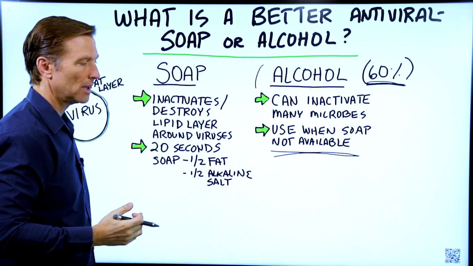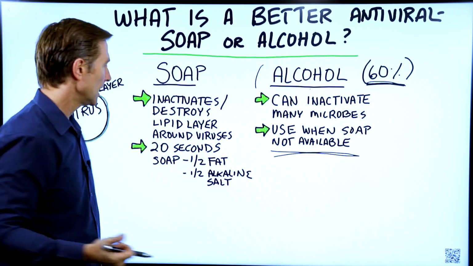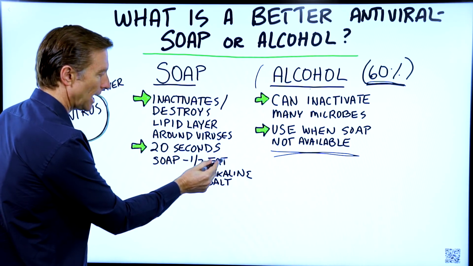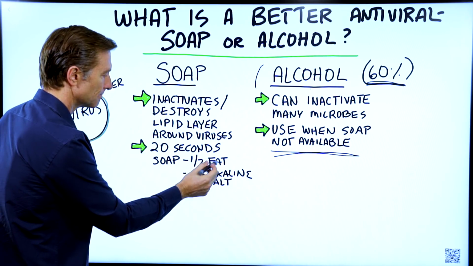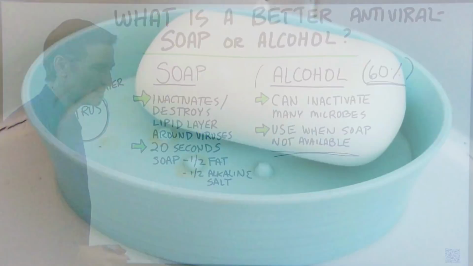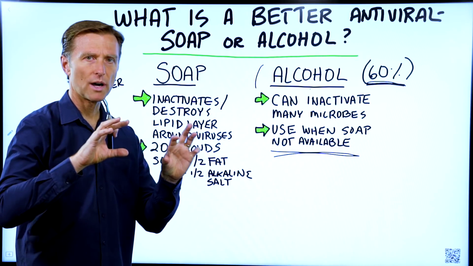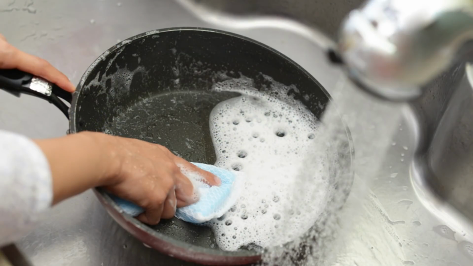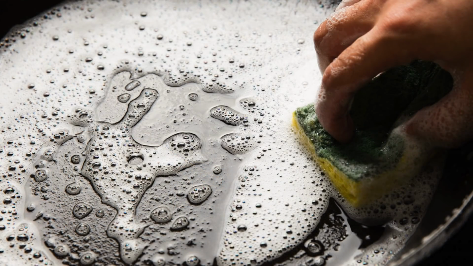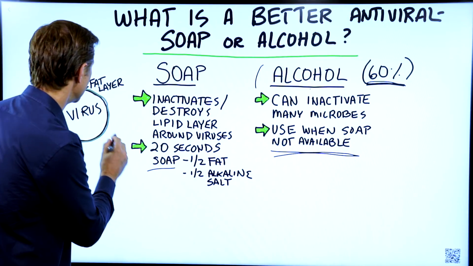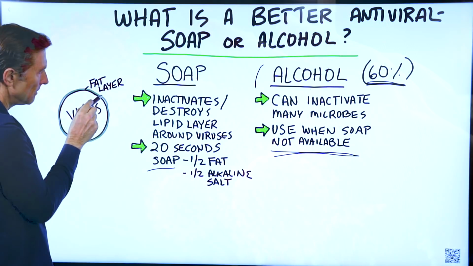And soap is a detergent. It's half fat, it could be animal fat or plant fat, and half alkaline salts. So soap is an interesting combination between fat-soluble and water-soluble. It works together. So you use soap as a detergent to break down grease, fats, and other things that are even water-soluble. And so what this soap does is it breaks down the fat layer of the virus.